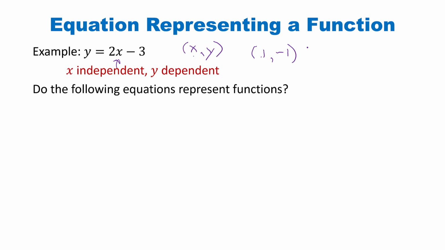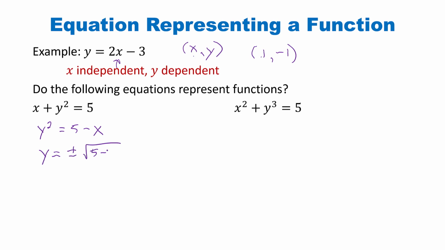So to determine if the following two equations here represent functions, we again are thinking of x as the independent variable and y as the dependent variable. What we want to know is, if I choose any value I want for x that happens to be defined for this equation, then do I get exactly one value for y, or might I get more than one? The way we determine this is I'm going to solve for y. So I have x plus y squared equals 5. That's the same as y squared equals 5 minus x, or y would be equal to, remember, plus or minus the square root of 5 minus x.